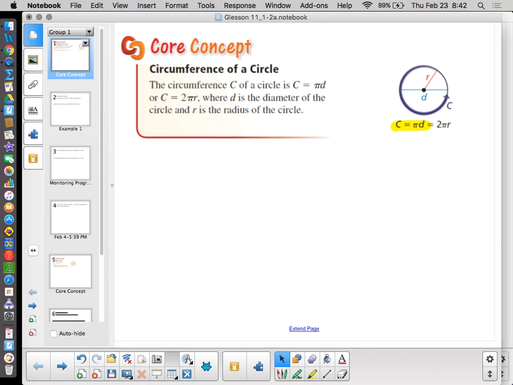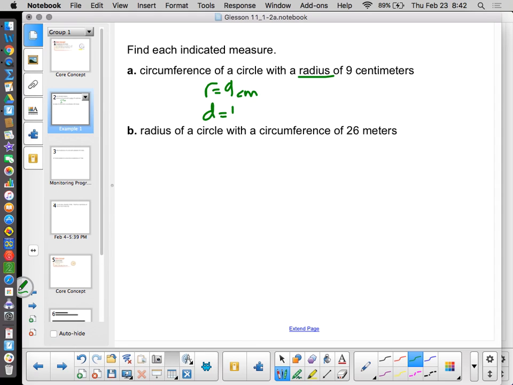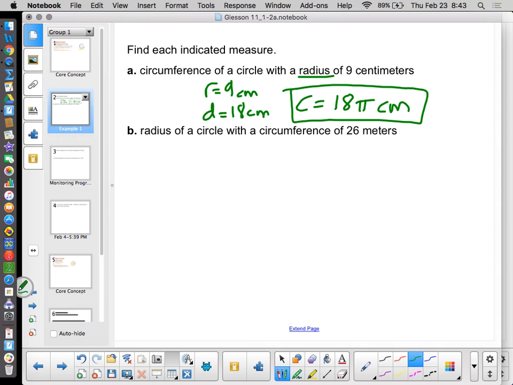So if I'm giving a problem like this, find the circumference of a circle with radius of 9 centimeters. So if r equals 9 centimeters, the diameter is 18 centimeters. So the circumference is simply 18 pi centimeters. And we leave it in terms of pi. We don't approximate pi because there's really no need to.